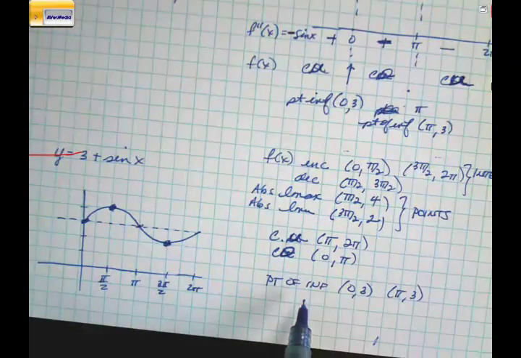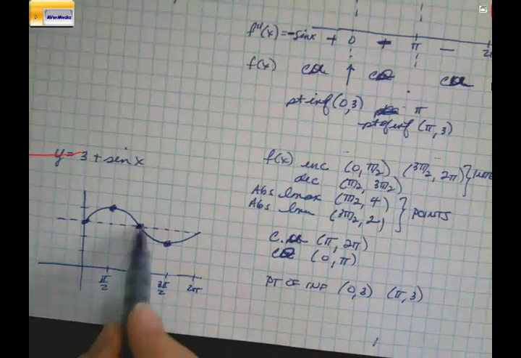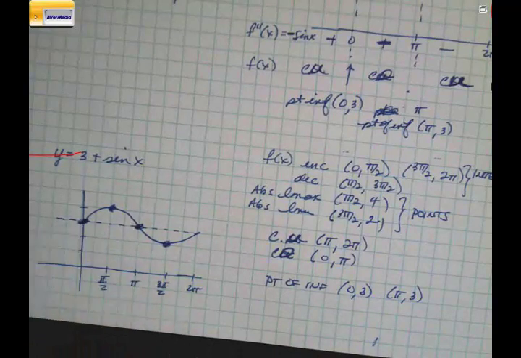Okay, and do we have a point of inflection at 0, 3 and pi, 3? Here's a point of inflection here, and had it continued, that would have been a point of inflection here. So we're good.